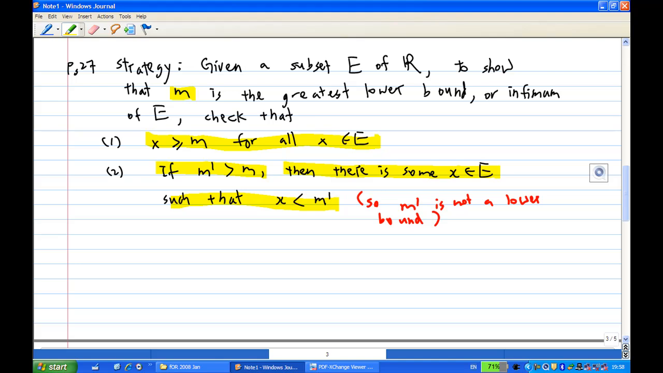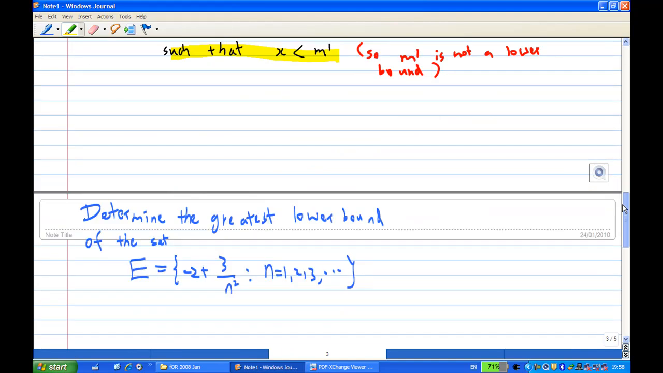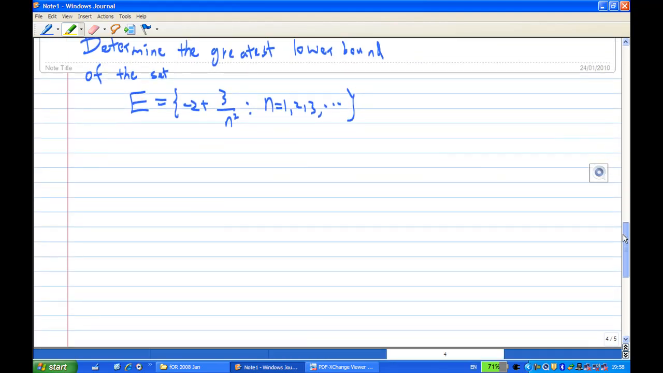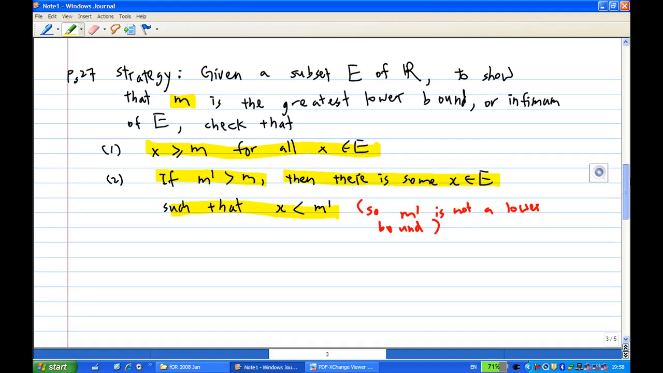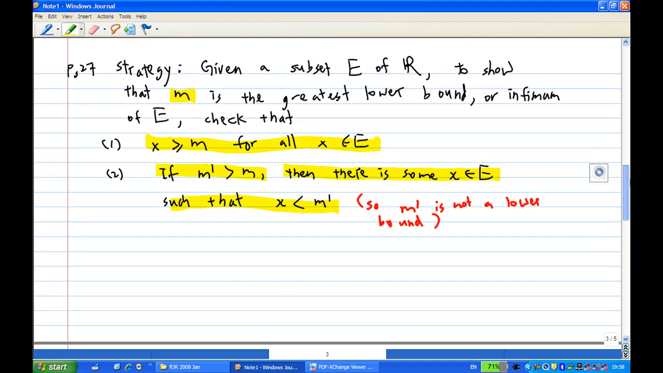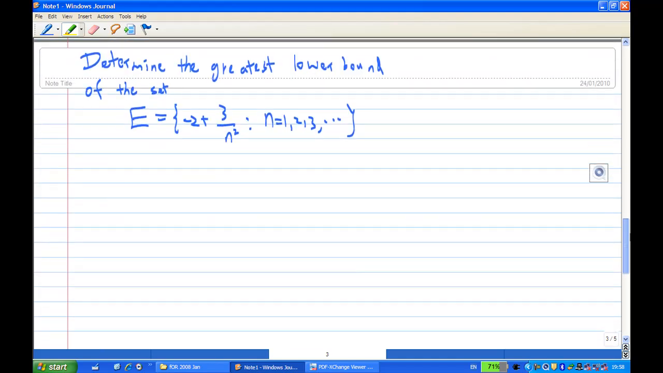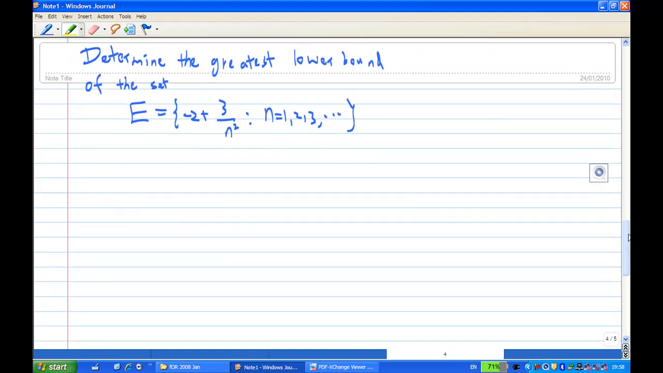So now let's go back to the question. You're going to find the greatest lower bound of the set E. So to do this, if you look at our strategy, first we must show that m is a lower bound of E, meaning m is less than everything in E. So first of all, what is m? It must be a guess first. So you guess the number m. What does m look like?